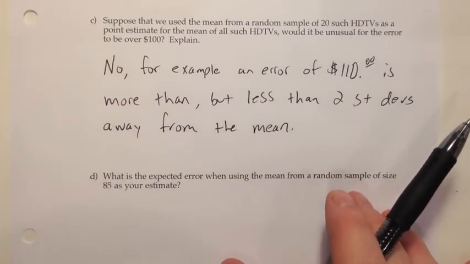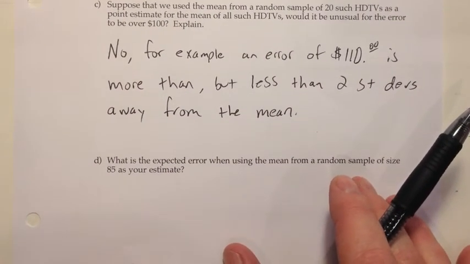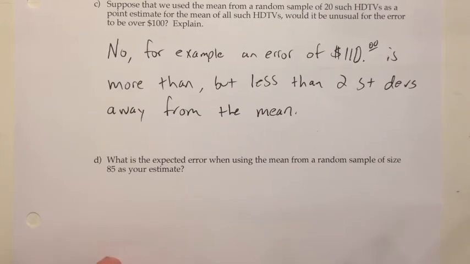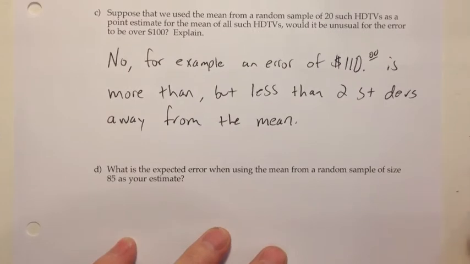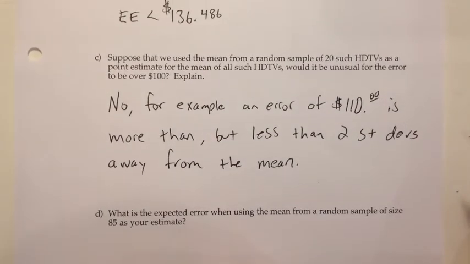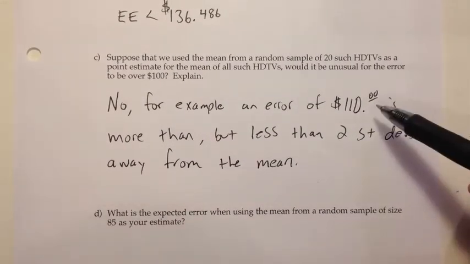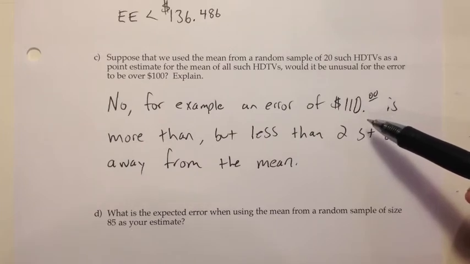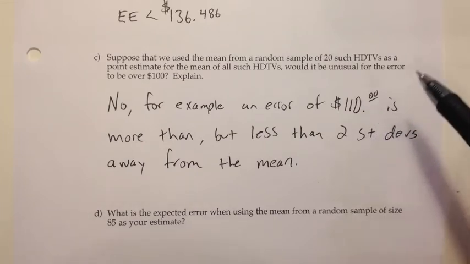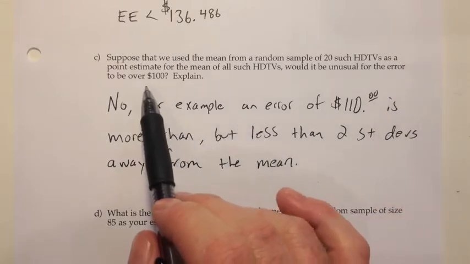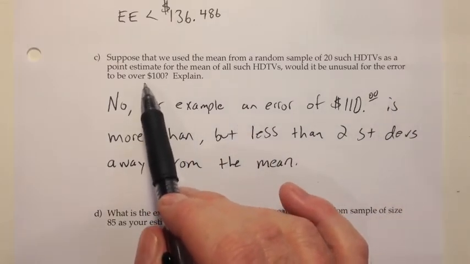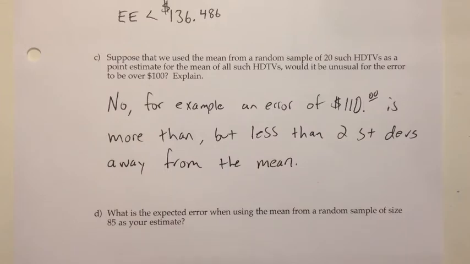Alright, let's go ahead and take a look at some changes to this. What's the expected error when using the mean from a random sample of size 85? One of the things I like to usually put on this as context is the idea that somebody has hired us to make the estimate for the average price of all 55-inch HD TVs, and they're going to only pay us if we have an error of less than or equal to $100. So if the error is over $100, we don't get paid.